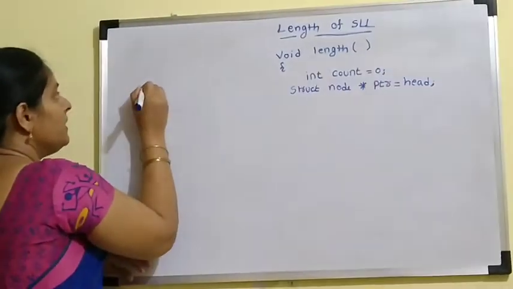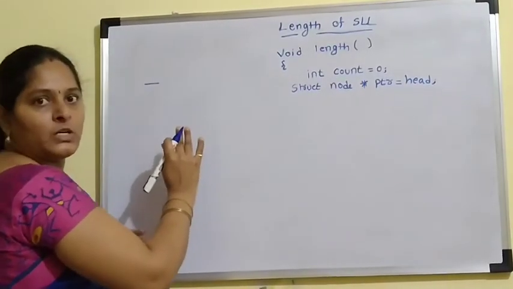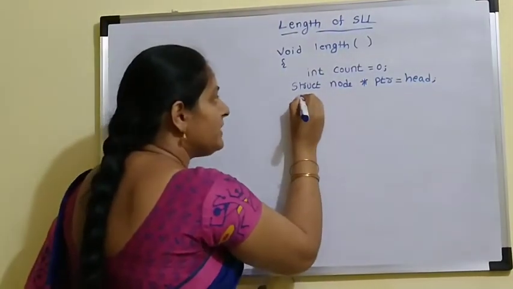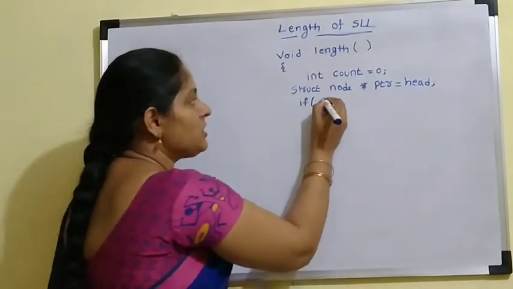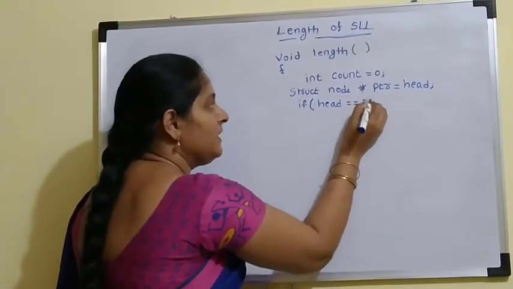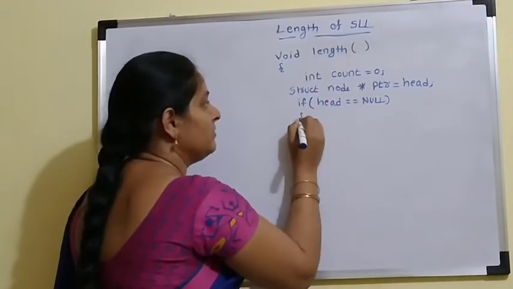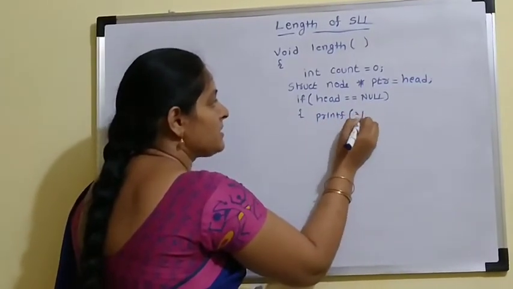Now see, just assume that there are no nodes in the list. How to verify whether the list contains nodes or not? If head is equal to null, that indicates that the list is empty. Printf list is empty.